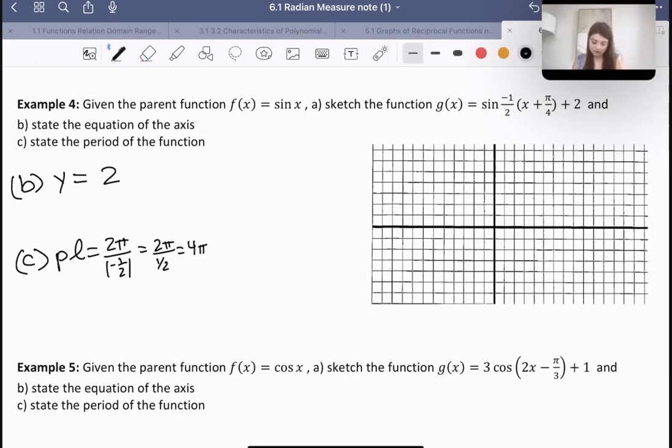So I'm first going to draw my new axis, which is going to be up here at y equals 2, like that. And then let's see what else. Our amplitude is still 1. We're not doing any reflection in the x-axis. We are reflecting in the y-axis though. Okay, that's good to keep in mind. We'll be reflecting in our y-axis, or our new equation of axis. And then, we'll be shifting pi over 4.